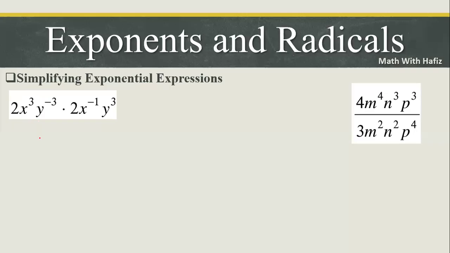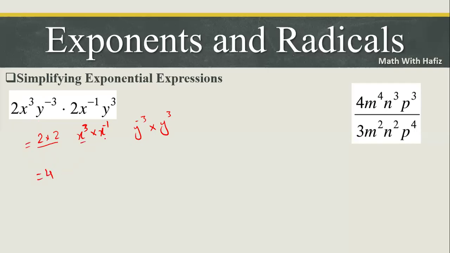So 2 goes with 2, 2 multiplied by 2, x to the power of 3 will be multiplied by x to the power of minus 1. The same way, bases will be multiplied with each other. Then we will have y to the power of minus 3 multiplied by y to the power of 3. So first of all, we will solve this. 2 multiplied by 2 is 4.